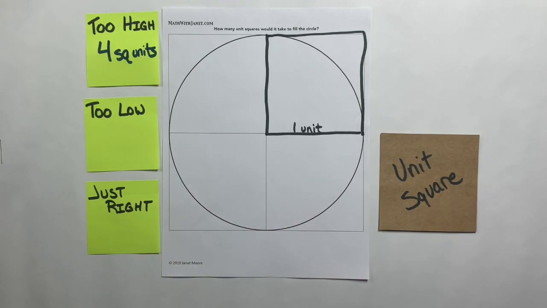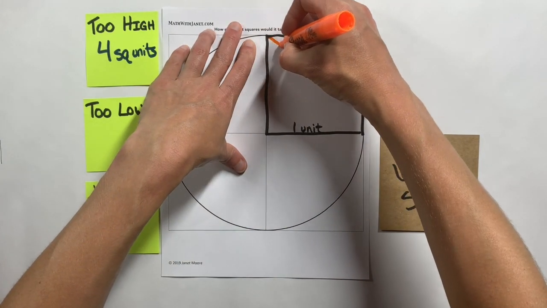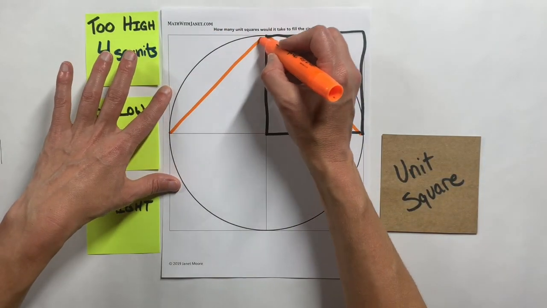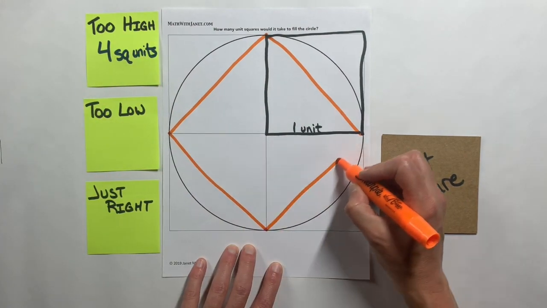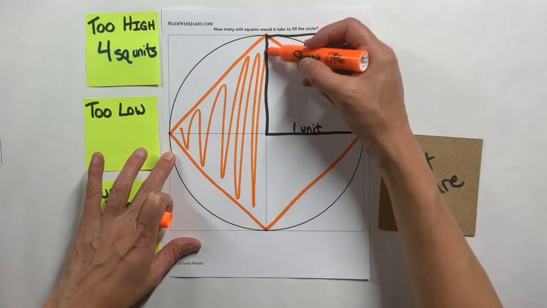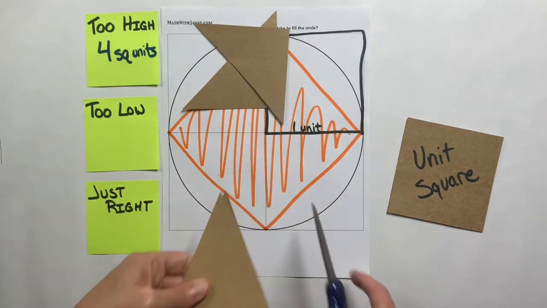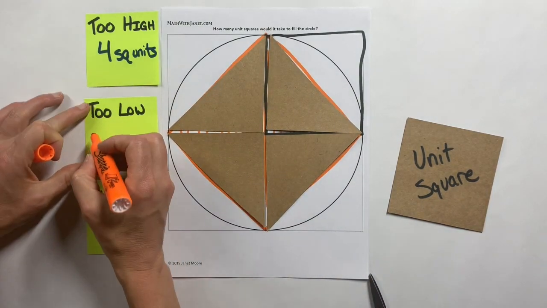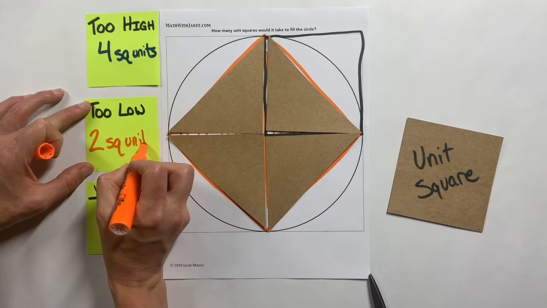If you challenge them to get a little bit more creative, several of them will look at that circle and say, well, I think I can cut that square in half across that diagonal. And the region inside of there is essentially composed of 4 triangles that each represent half of a square unit. And so 2 square units is a good low estimate.